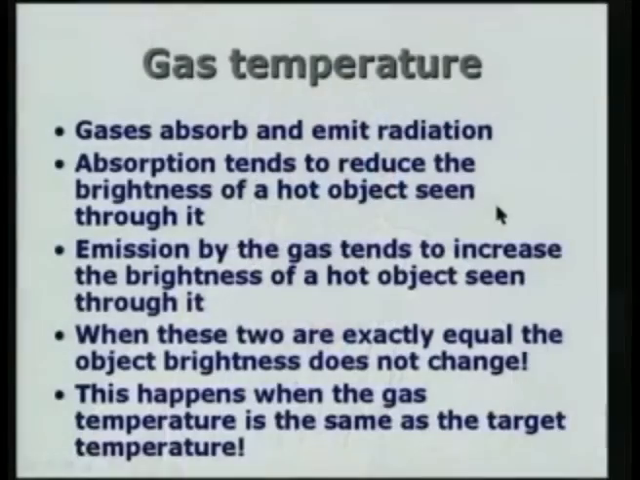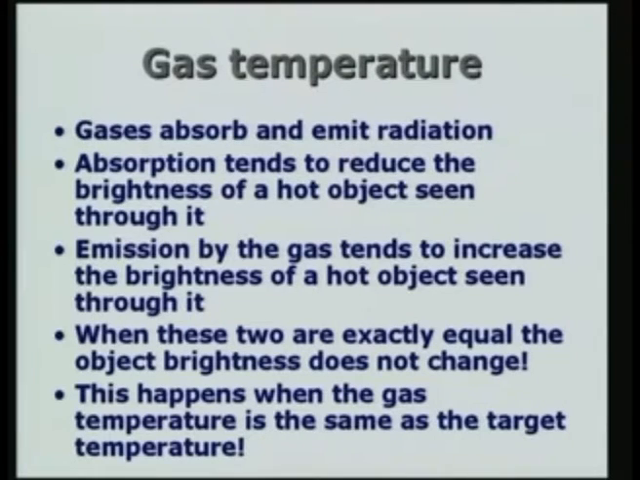Instead of going into the details about absorption and emission of radiation by gases, we will just look at the highlights, the important things from the point of view of gas temperature measurement. The first thing to notice is gases absorb and emit radiation. Absorption becomes dominant if the temperature is low; it will only absorb the radiation incident on the gas. If the temperature of the gas is high enough, it will emit radiation, and the absorption and emission processes are something like the opposite of each other.